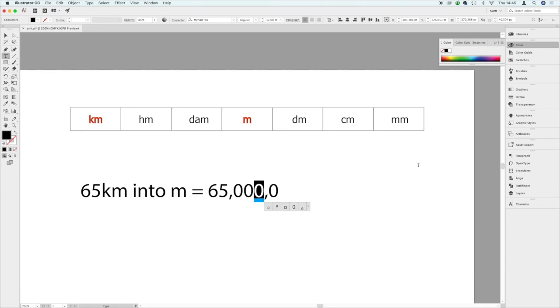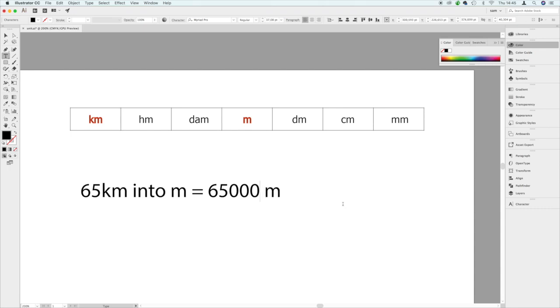So you can see my new comma here is 3 numbers to the right. Because there was nothing in between, I had to add some zeros. So at the end, my answer is 65,000 meters. Now, should we write comma 0? No, everybody knows that it means 65,000.